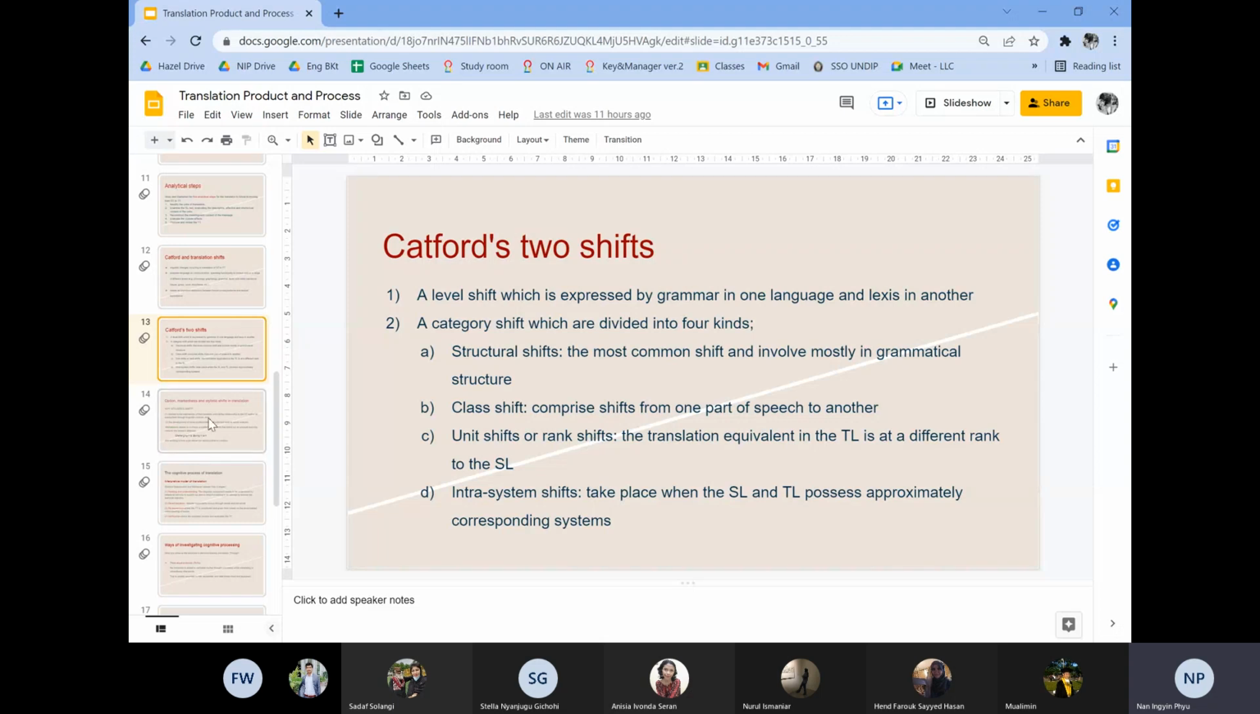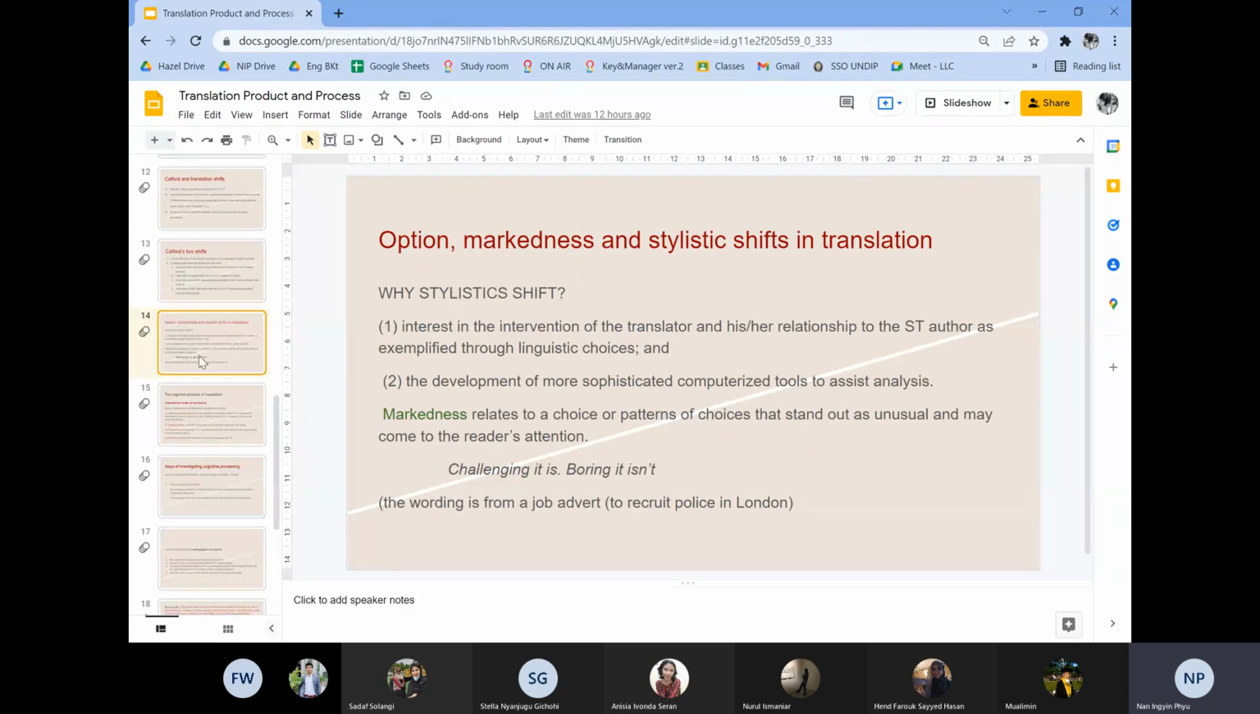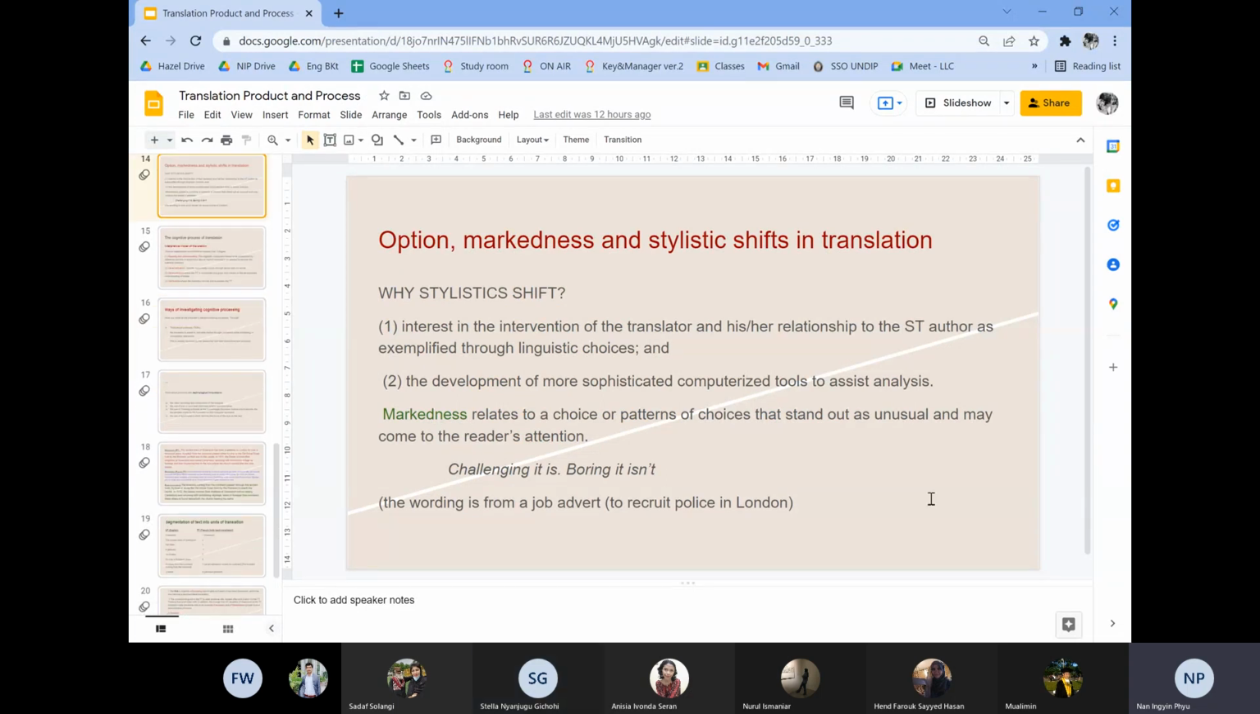So now, starting from now, for those shifts like the option, markedness, and stylistic shift in translation, Stella will keep presenting. So Stella, unmute yourself. Okay, thank you. Am I audible enough? Can you hear me? Yes. Yes, Stella, I can hear you well. Okay, thank you. So I'll continue.